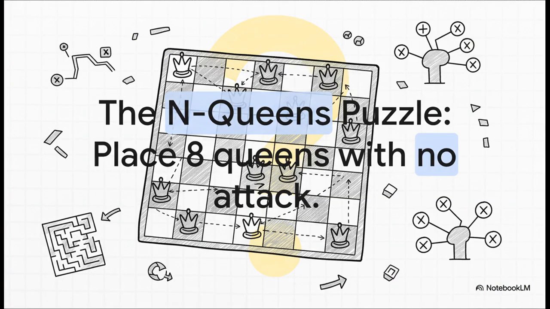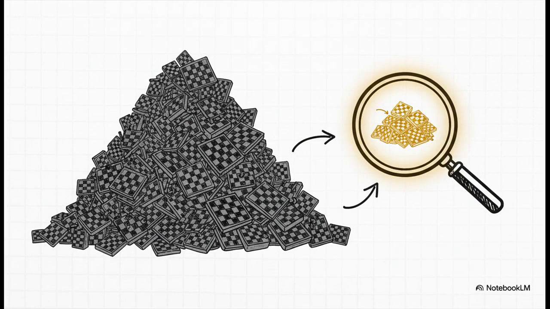All right, let's make this real with a classic problem, the n-queens puzzle. The goal is simple. Place 8 queens on this 8x8 board. But here's the catch. No 2 queens can threaten each other. That means no 2 can be in the same row, column, or diagonal. It sounds straightforward, right? But the number of ways you could place them is just staggering. And when I say staggering, I mean it. We're talking about over 4 billion possible ways to place those queens.